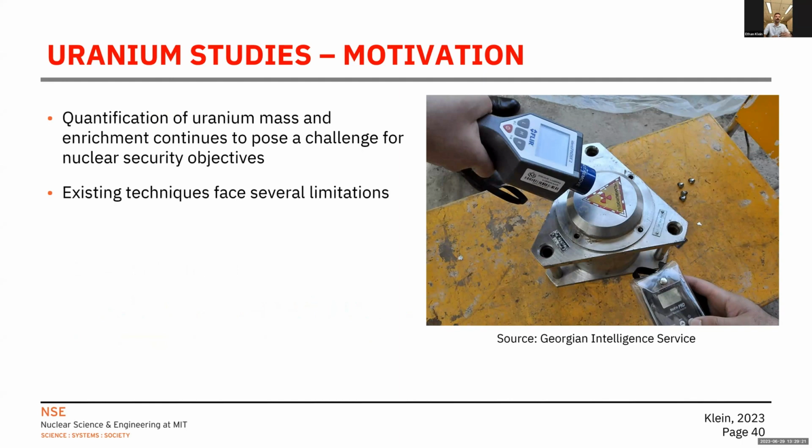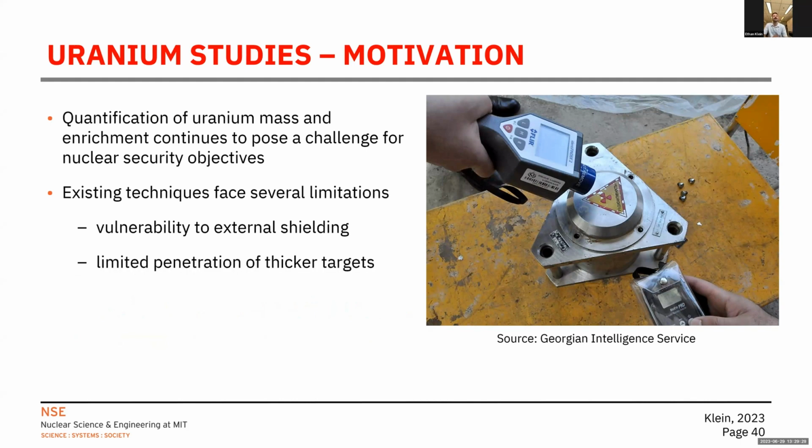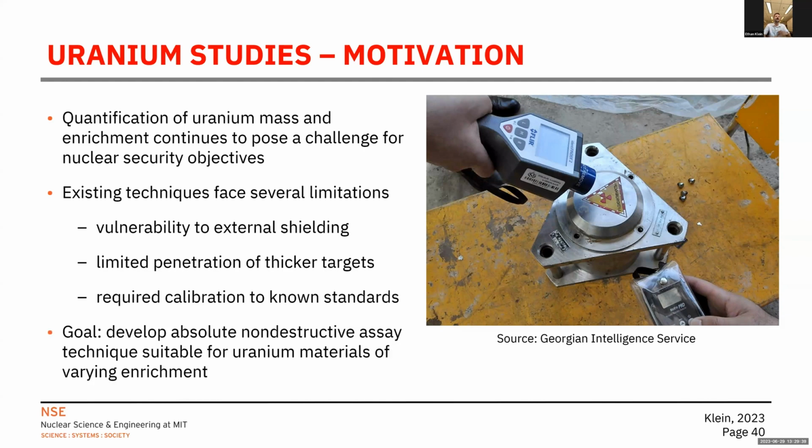Existing techniques, as we discussed before, have several limitations. Vulnerable to external shielding, lead will prevent you from determining enrichment of the uranium. Limited penetration for thicker targets, we discussed that earlier. We generally require calibration to known standards when you have materials and forms that you may not be familiar with. And so our goal here was, can we develop that NRTA setup that we just showed and make it able to both make out the uranium mass as well as its enrichment.